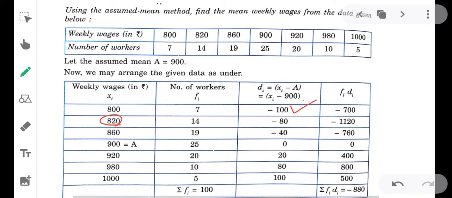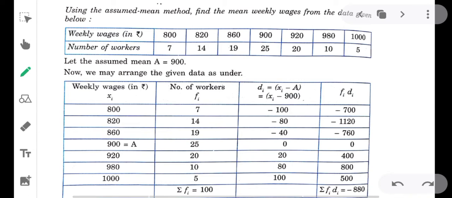Then moving to the second observation, 820. The deviation is xi minus a, where xi is 820 and a is 900. So 820 minus 900 equals minus 80. Clear? Now find the deviation for each observation by this formula, xi minus a, where xi is the observation and a is the assumed mean, that is 900.